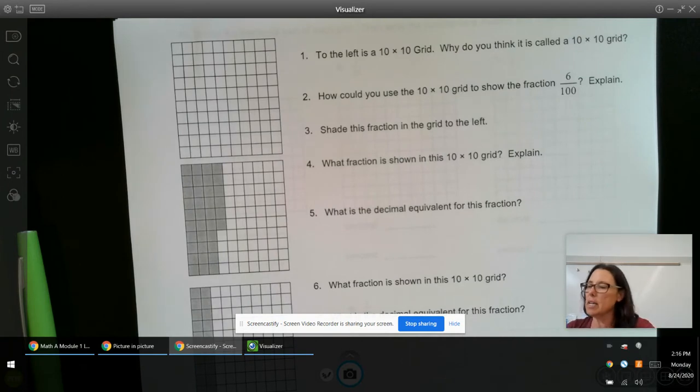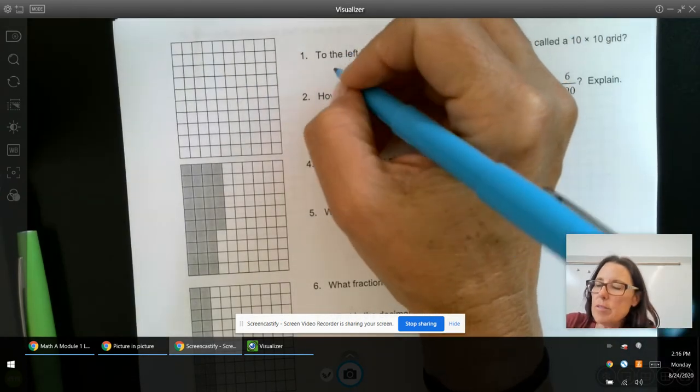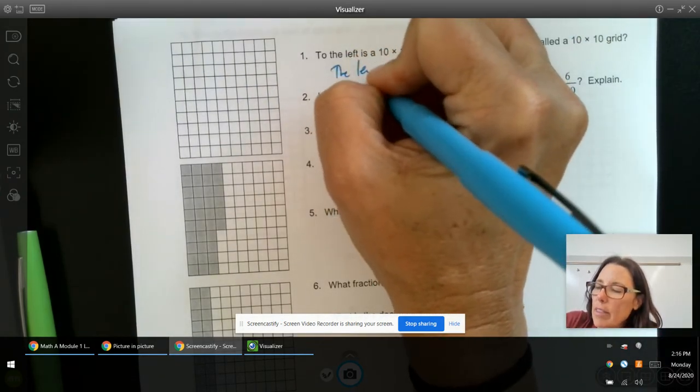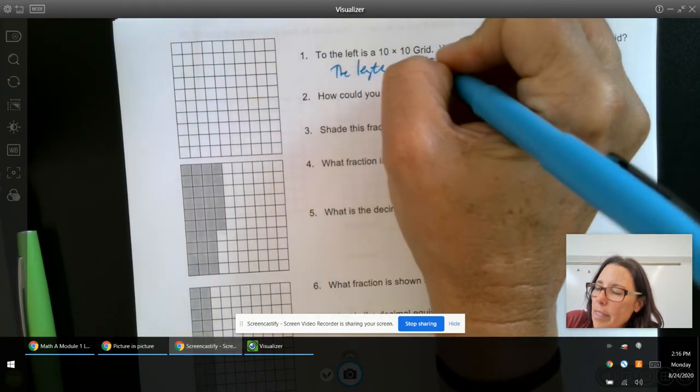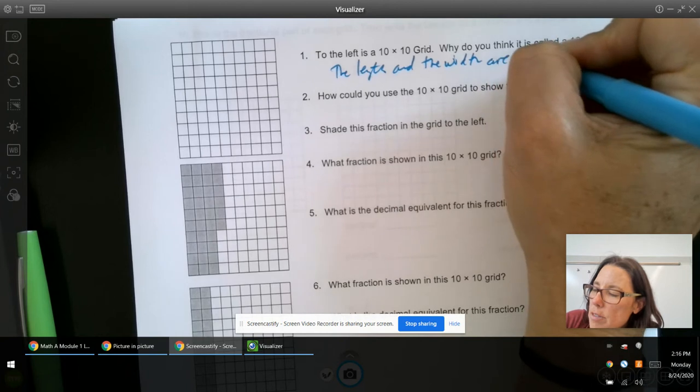To the left is a 10 by 10 grid. Why do you think it's called a 10 by 10 grid? How about the length and the width are each 10 units?